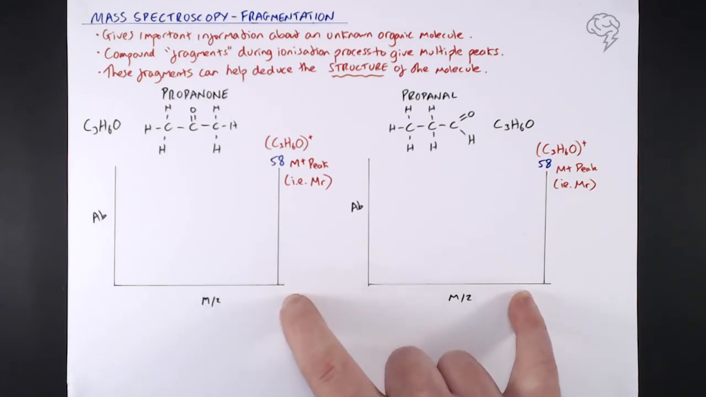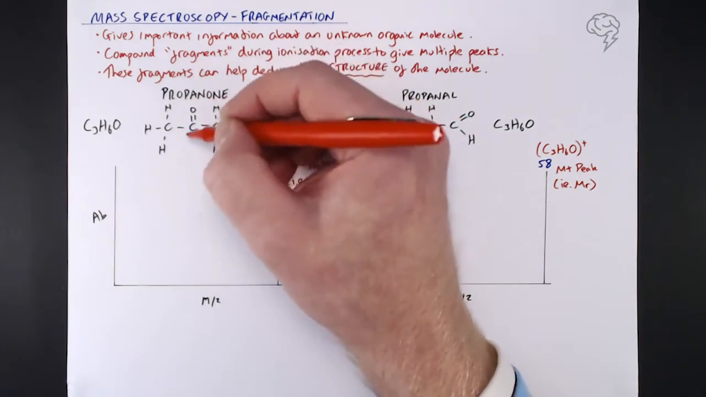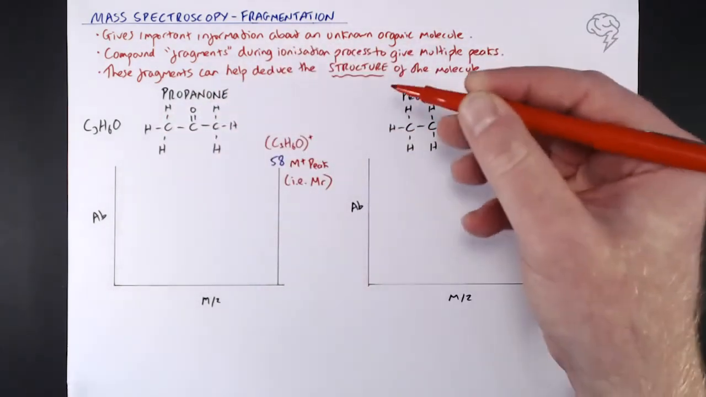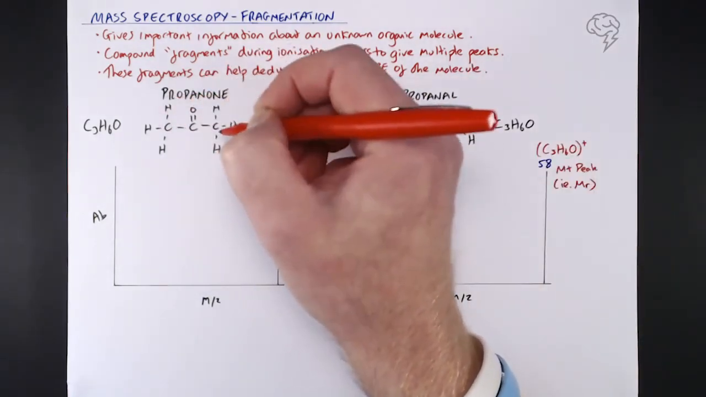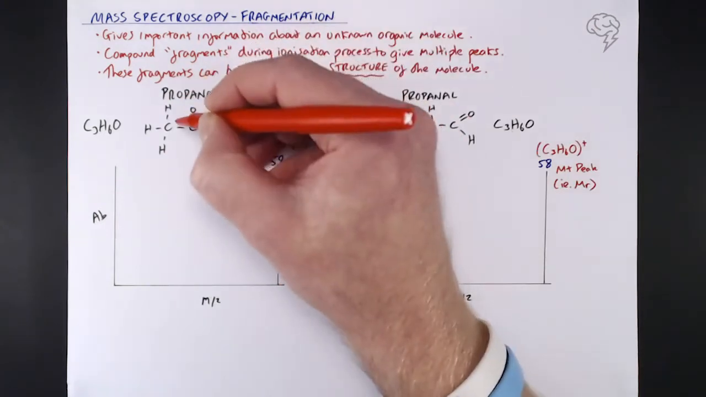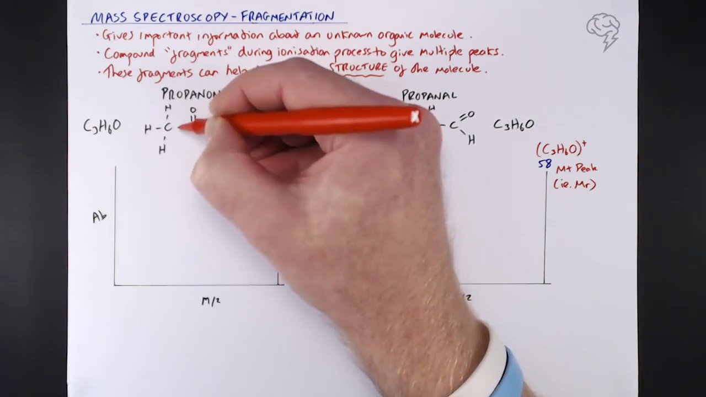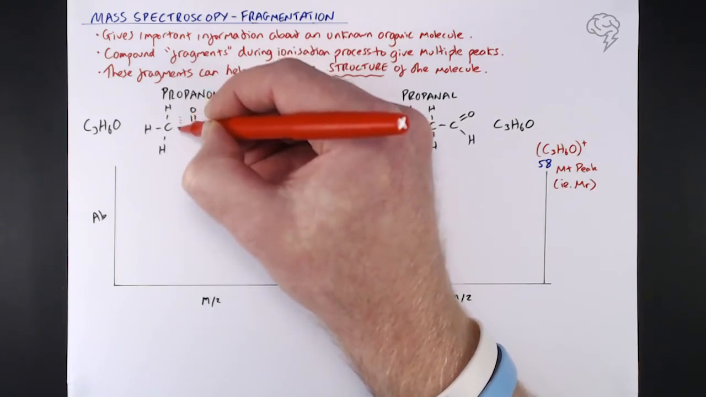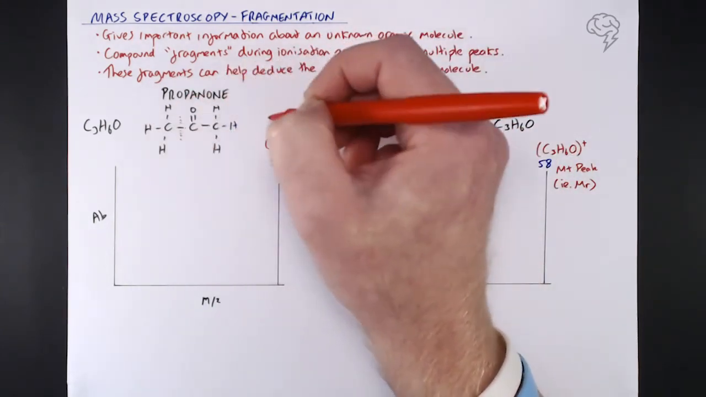Now, fragmentation. So what actually happens during fragmentation? Well, there are lots of different covalent bonds in both of these substances. As an electron gets knocked off, what happens if it's one of the electrons involved in a bond, which is quite likely? If an electron disappears from one of these bonds, say this carbon to carbon bond here, that bond's going to break. You can't maintain a covalent bond with one electron. So essentially this fragments, it breaks into two different pieces.